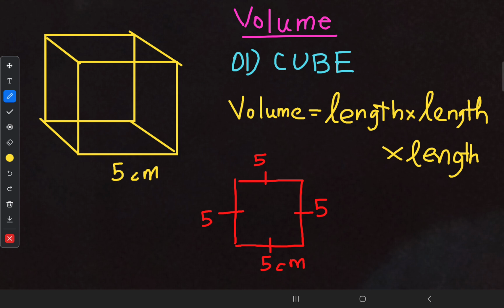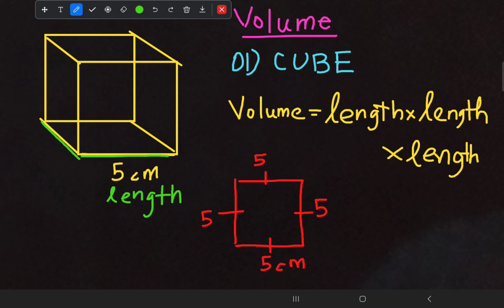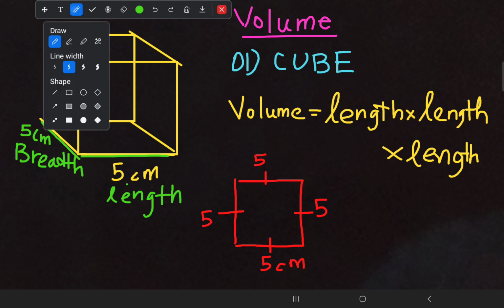This is our length. So length would be given as 5 centimeters. And this should be our breadth of this cube. Breadth also should be 5 centimeters. Hence it is a square, all sides are equal. So this one is 5 centimeters and breadth also becomes 5 centimeters.